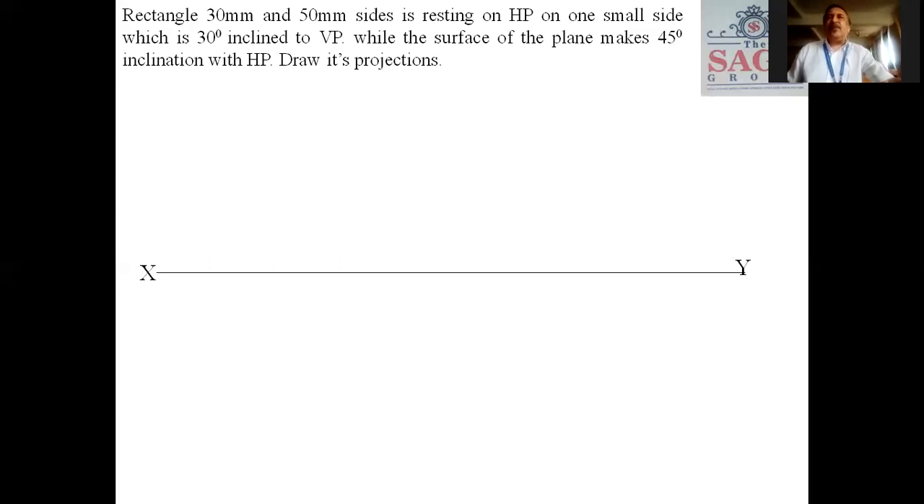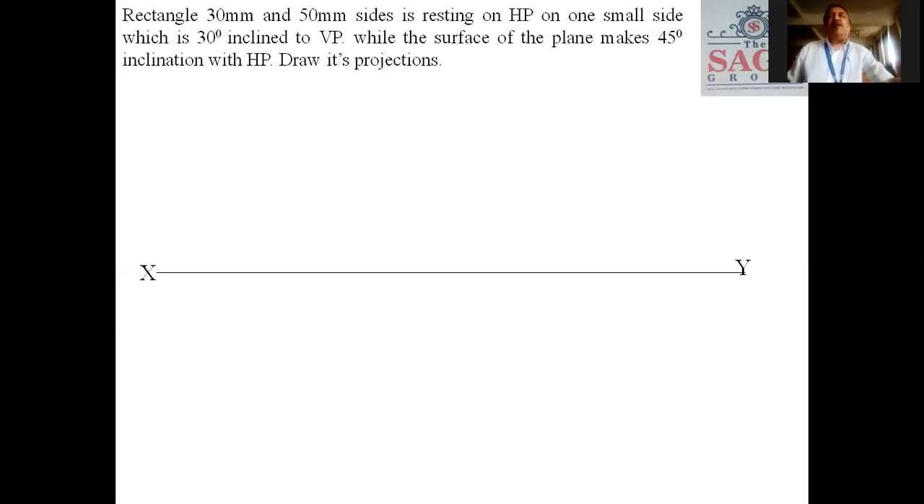So in the problem, first you observe what the surface inclination of the plane is. The surface inclination of the plane is from HP, and usually we draw HP inclination above XY. So we have taken the true shape below XY. Okay, this is our concept.